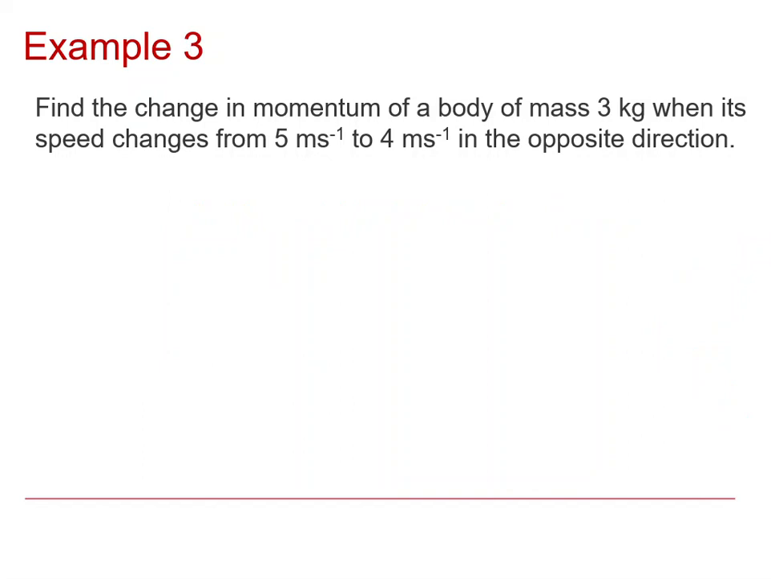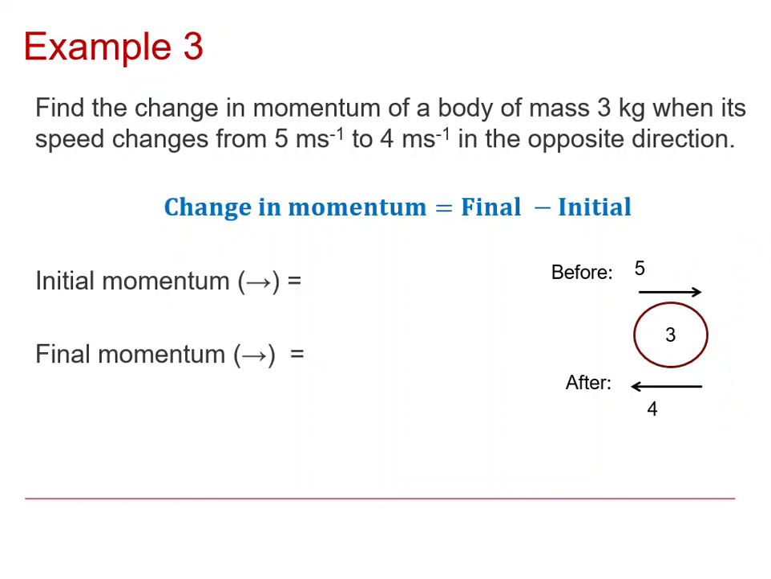Now find the change in momentum of a body of mass 3 kilograms when it changes from 5 meters per second one way to 4 meters per second the other way. Now, it's a similar kind of diagram, but this time we need to be careful about signs, because although it's obviously 15, it's going to be plus 15, taking positive to the right. And in the other case, it's going to be minus 12.